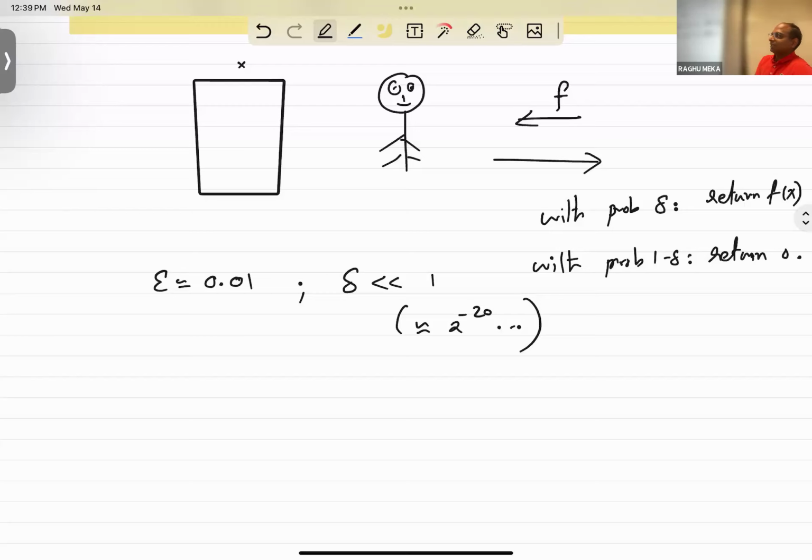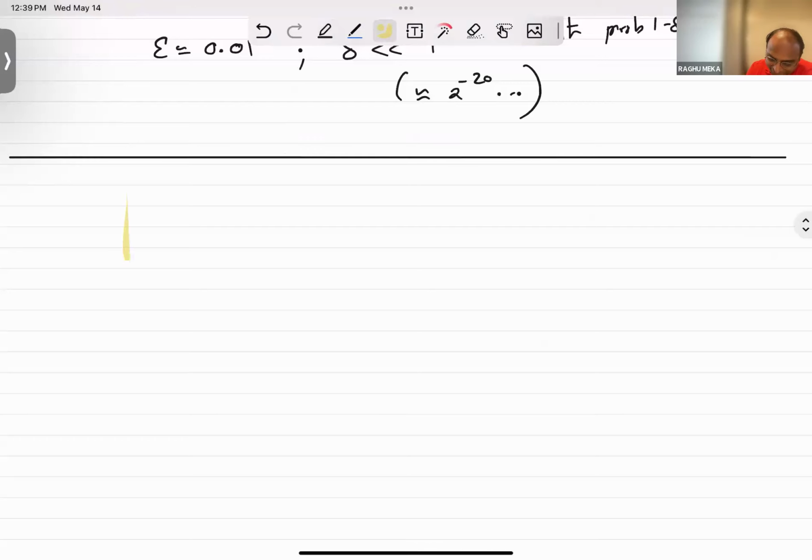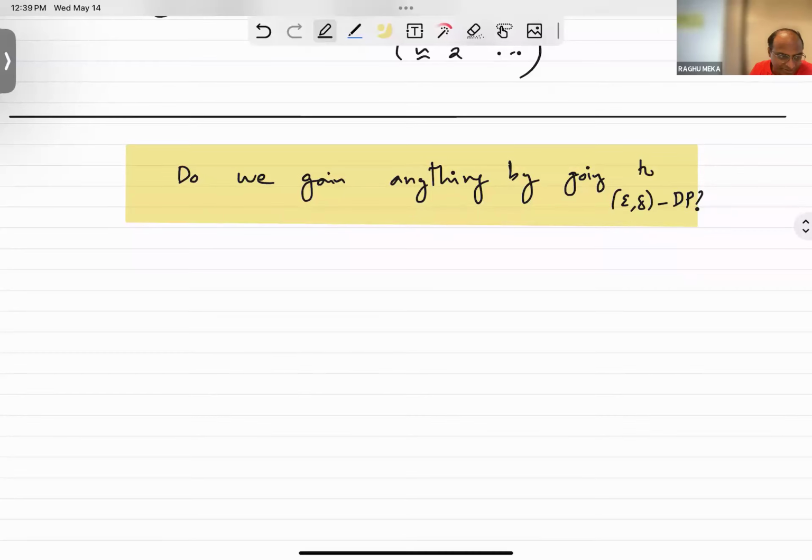Okay. So we seemingly relax the definition. And the first question to ask is, do we gain anything from doing this? Do we gain anything by going to epsilon delta differential privacy? And you can think of this as, what's the price of privacy?